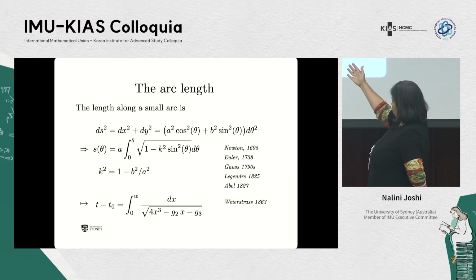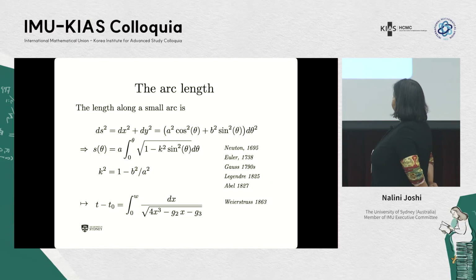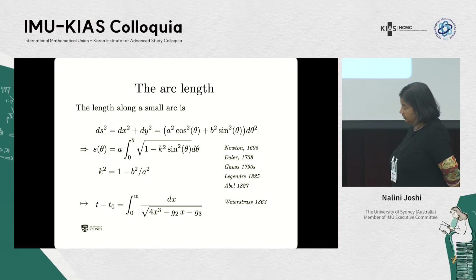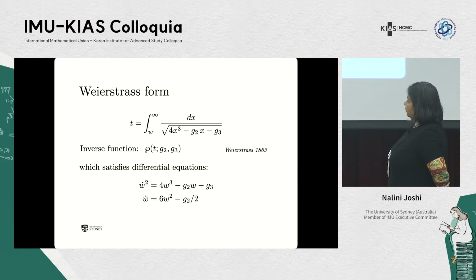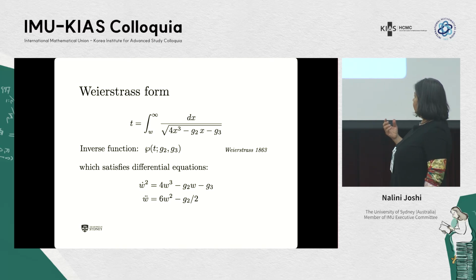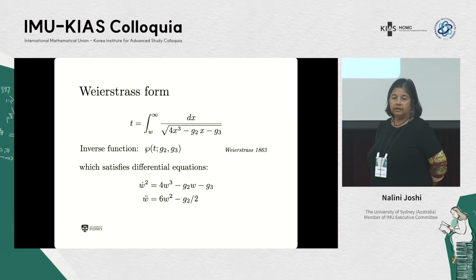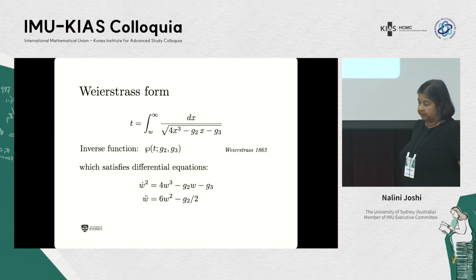The inverse function, as you know, is this curly p, and it's a function of those two parameters left in the polynomial, the g2 and the g3. But from my point of view, as a person interested in the analytic theory of differential equations, it's also of great interest that these functions, the w as a function of t, satisfy differential equations. So here the dot means d by dt of that function.